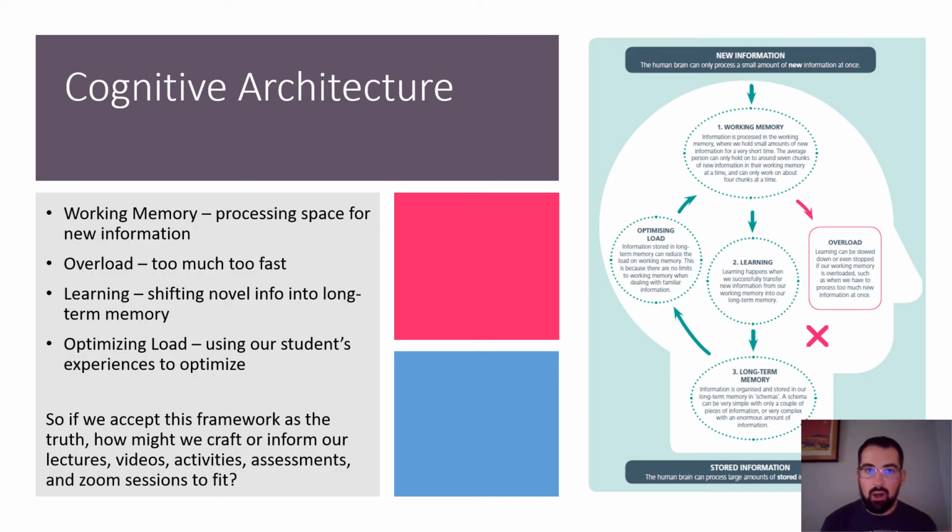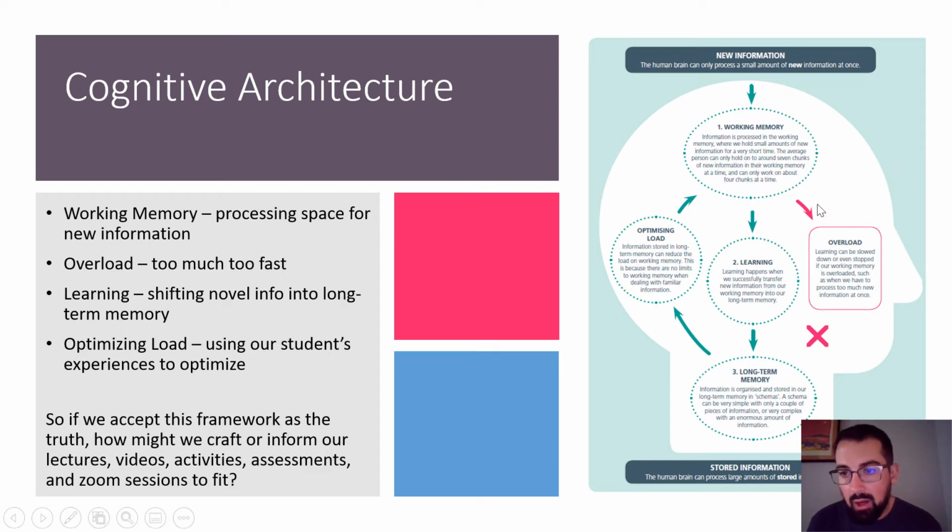So let's talk about cognitive architecture. This is the key to understanding cognitive load theory. And the image on the right is a pretty good one, and it explains it quite well. So our working memory, over here, the top one, is the processing space for new information. That's what we're working on when we're doing new things or doing tasks around the office or home or in the classroom. It's the memory that we're working with in the moment.